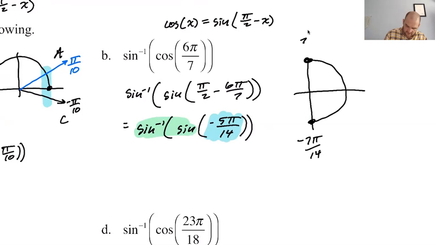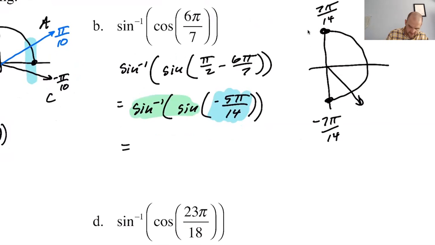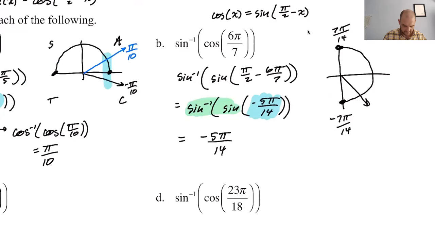And pi over 2 would be 7 pi over 14. And -5 pi over 14 is definitely in there, right? It's kind of here-ish. So this actually is the answer. So we don't have to do any additional work because -5 pi over 14 is already in the range. It already worked. So we were good.